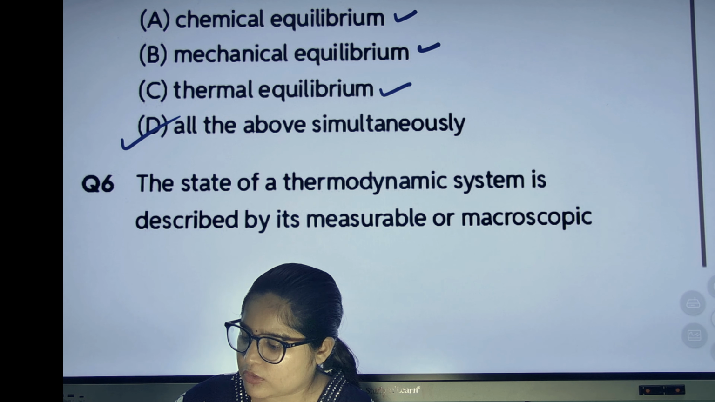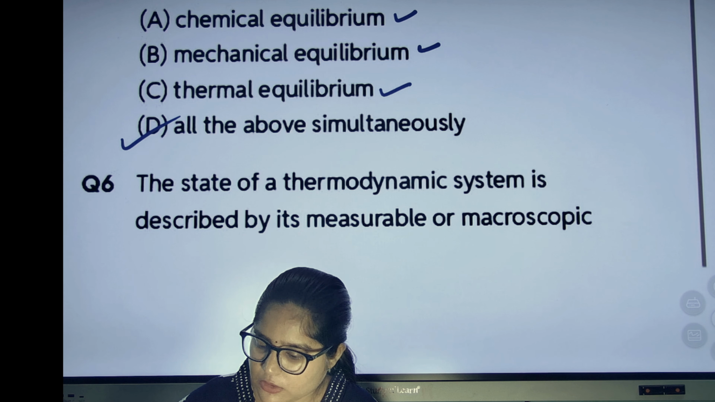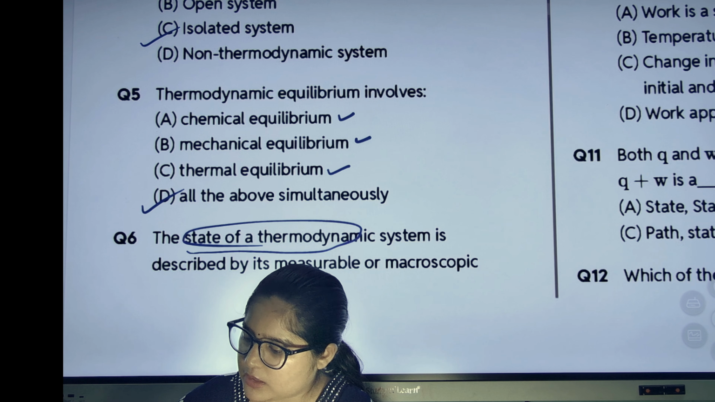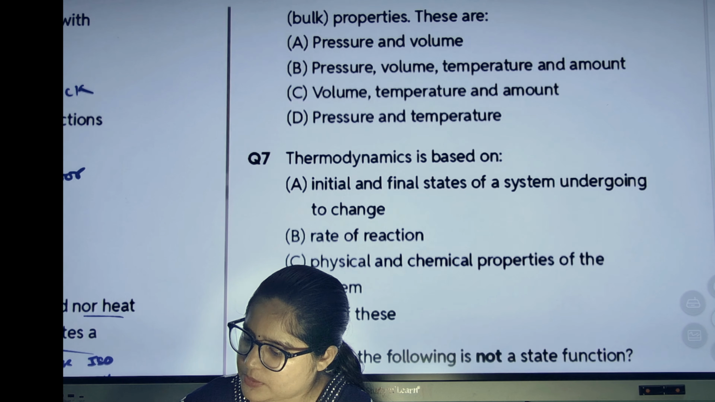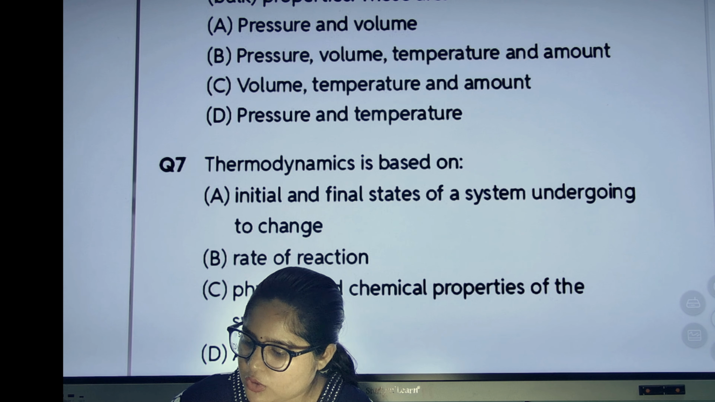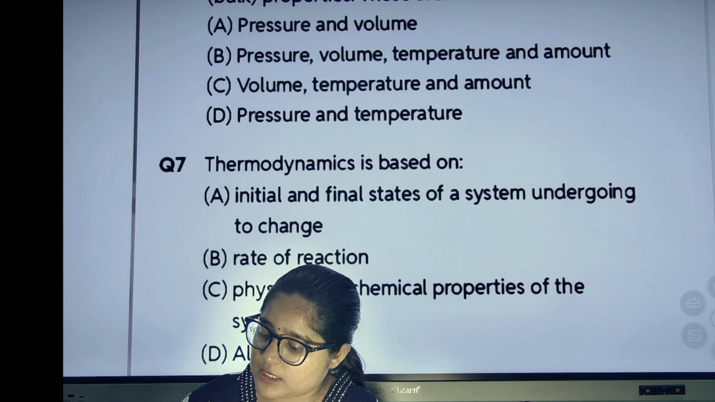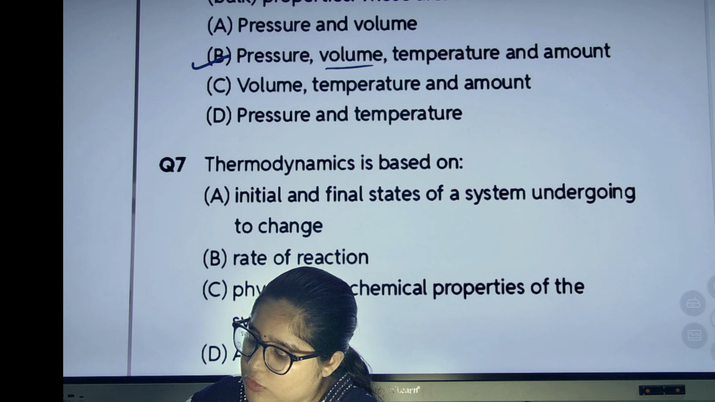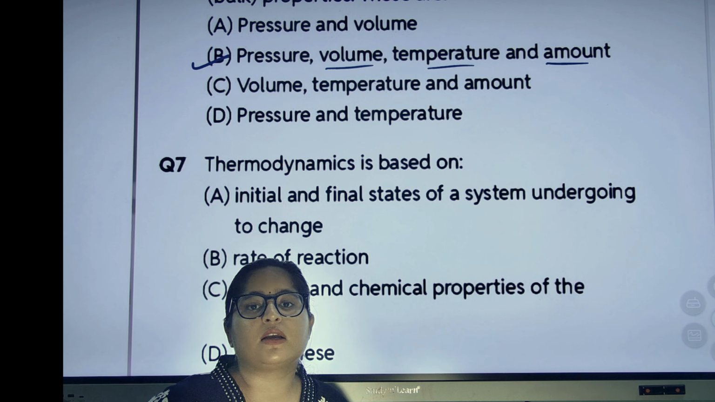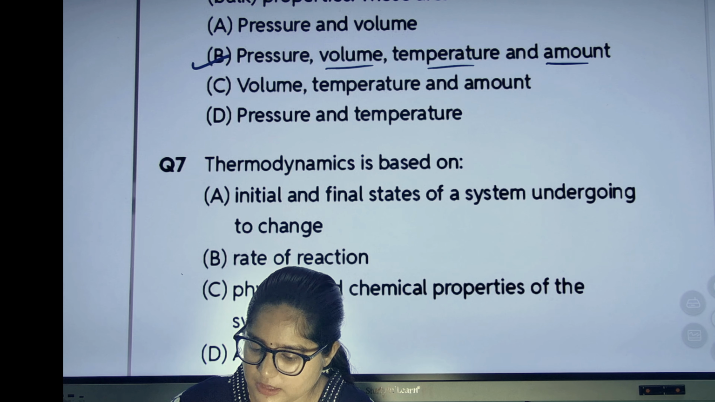Next, question number 6. The state of a thermodynamic system is described by its measurable macroscopic properties. So we are measuring the state of a thermodynamic system. Let us see the options. Bulk properties. I have told you what are the factors which can help to measure these state functions: these are pressure, volume, temperature and amount. So what are the state variables? Pressure, volume, temperature and amount.